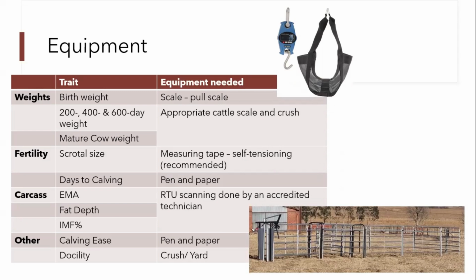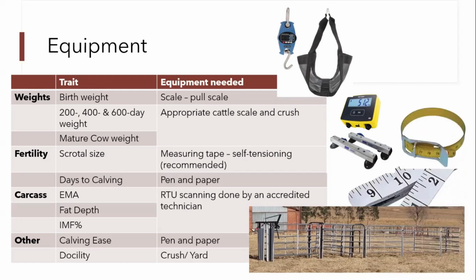For all the rest of them, you normally need to have good facilities. So you need to have a kraal and a crush that you need to set up for your scrotal size. And as was mentioned, you need a cattle scale. There are various scales out there, and as a stud breeder, it's really one of the investments you need to make. Then for scrotal size, we have the measuring tape. As was mentioned, the self-tensioning ones are normally the ones recommended, but you can use a normal one as well.